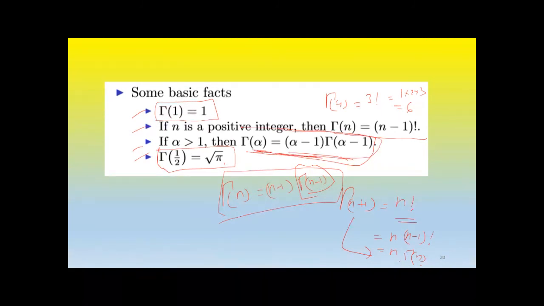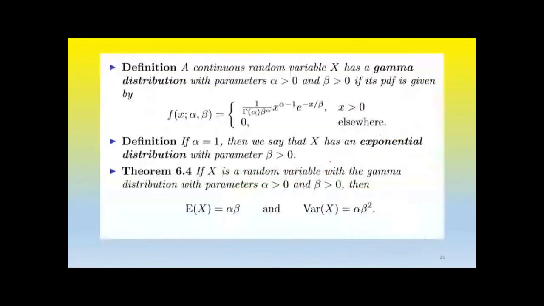So the gamma of n is n minus 1 times gamma of n minus 1. How to find the value of gamma of n? It is n minus 1 factorial. I think with this introductory information, we will move ahead to find the formula of gamma distribution.